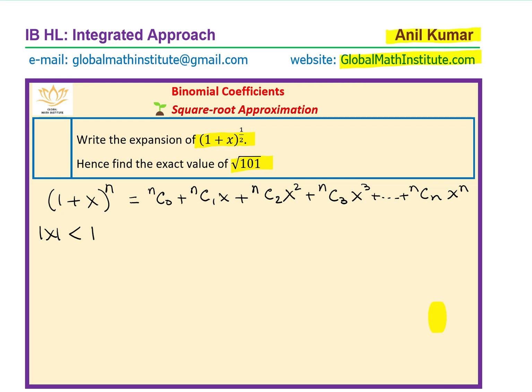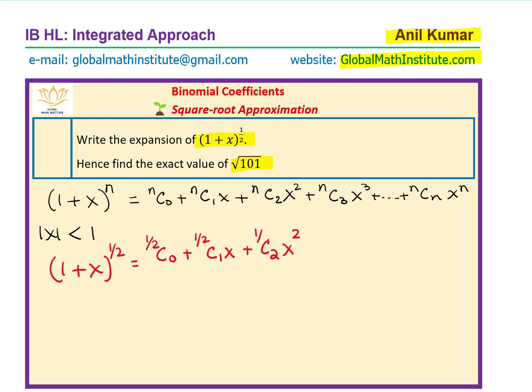Since we are looking at 101, what we are going to do here is treat 101 as 100 plus 1 and then do the needful. And we need to find it to the power of half. So let's expand this first. So we have (1 plus x) to the power of half. So now n becomes half. So it is half C0 plus half C1 x plus half C2 x squared.